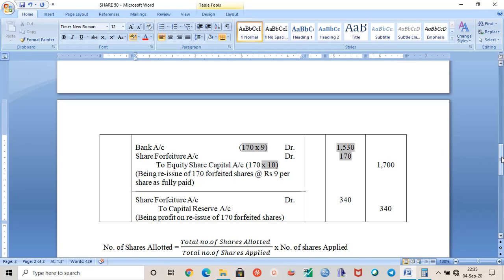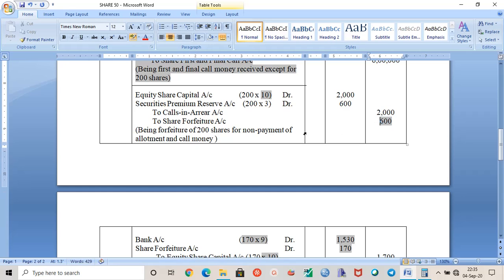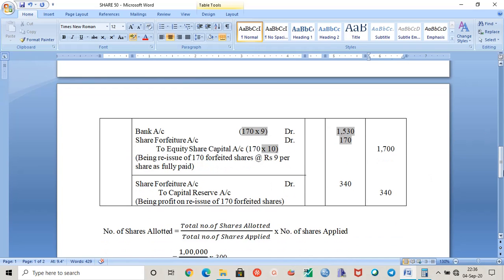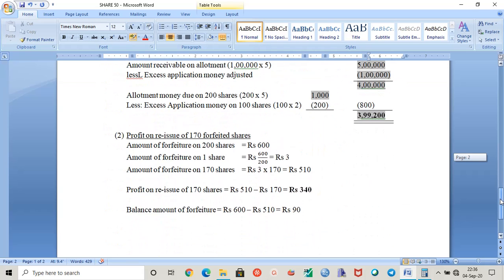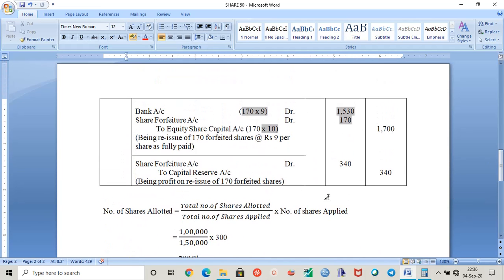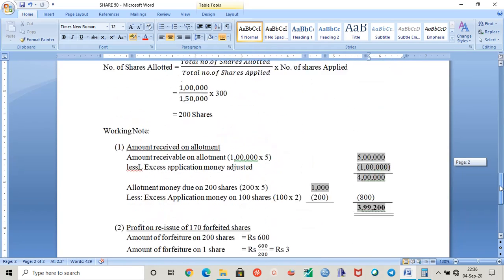Now this 600 is the amount which is actually representing 200 number of shares. So we reissued 170 number of shares. We have to find the actual amount of forfeiture on 170 number of shares. So it is 510. 510 minus 170 is 340, and in the balance we have rupees 90. So this 340 is the profit on reissue of forfeited shares. So the entry will be share forfeiture account debit to capital reserve account, and the amount is 340. This way you will solve this question of pro rata allotment.